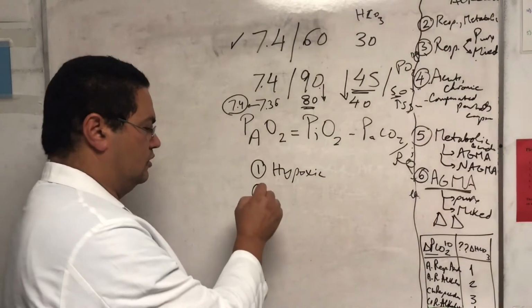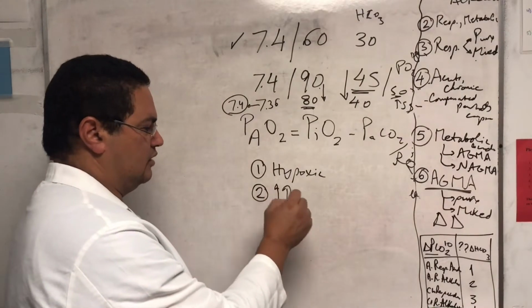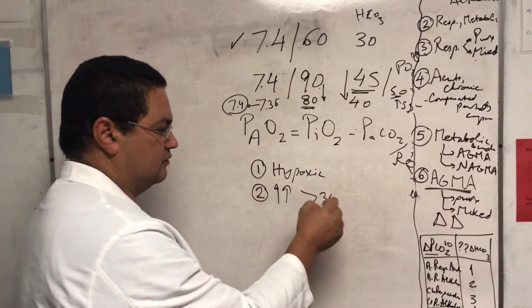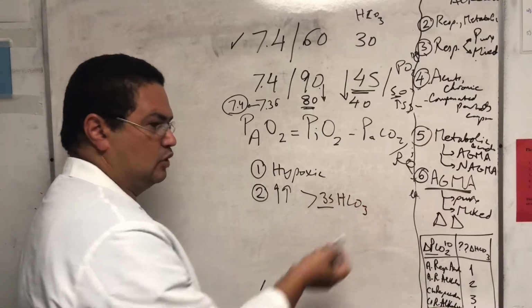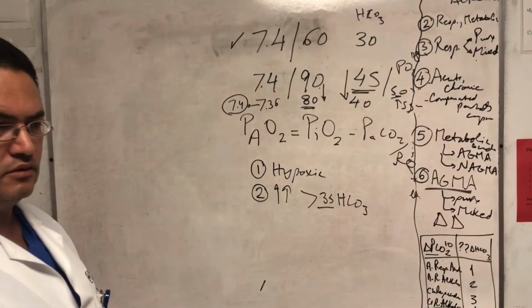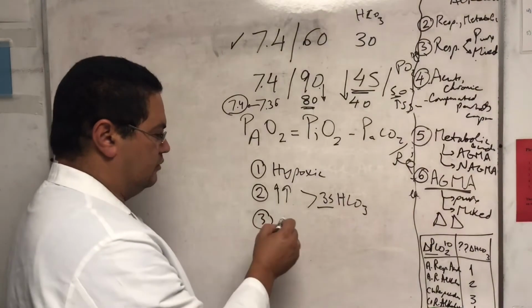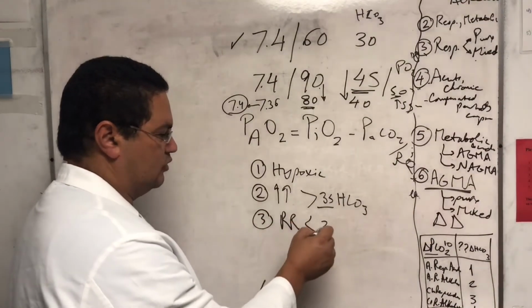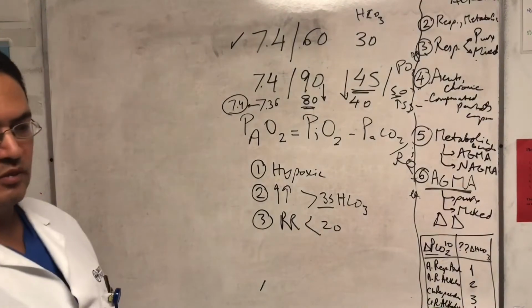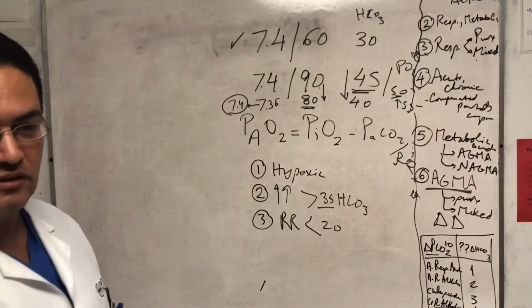Number 2, he also has a very high bicarb, above 35. If it's below 35, don't try to bring it down. That's not the reason he's hypoxic. And number 3, the patient's respiratory rate is less than 20. You can't do it for somebody who's breathing at 30. You're going to make him fail. You're going to make him get intubated.